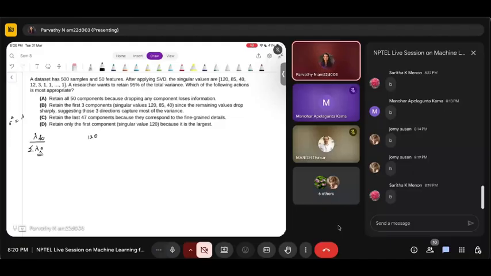So I have, say, 120, 85, 40, 12, 3. Remaining all are 1. So 1, 2, 3, 4, 5. So remaining all are 1.